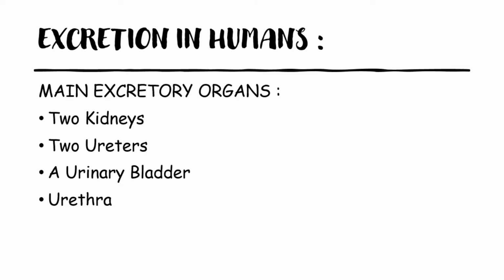The human excretory system consists of the following organs: 2 kidneys, which filter the blood to remove the unwanted substances; 2 ureters, one from each kidney, which open into the urinary bladder. The urinary bladder is a bag which stores the urine till the time we go to the toilet. The urine collected in the bladder is passed out from the body through the urethra.